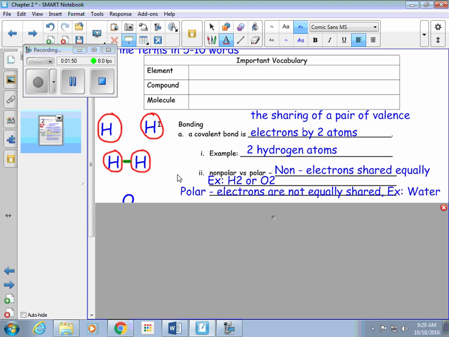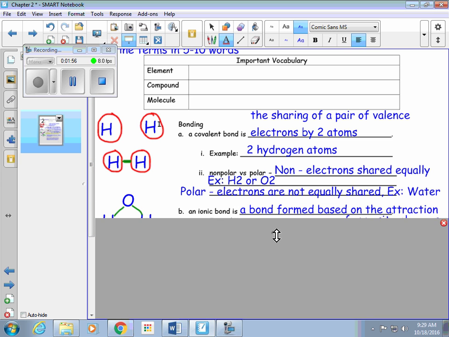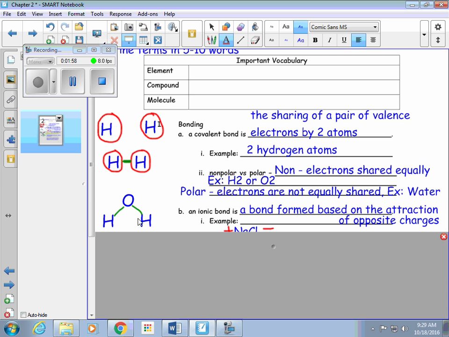force. A polar bond is when electrons are not shared equally. Water would be a really good example. So the oxygen and the two hydrogens, it's not an equal balance of charge, so that would make it a polar bond.